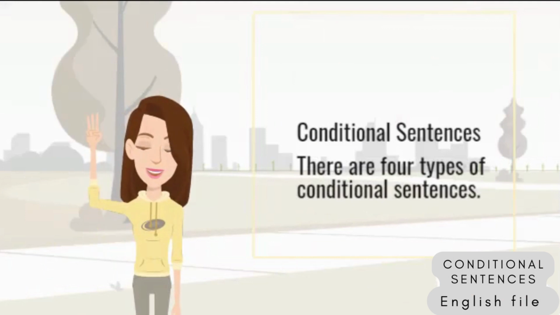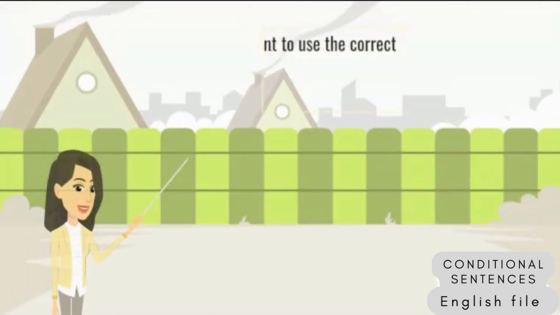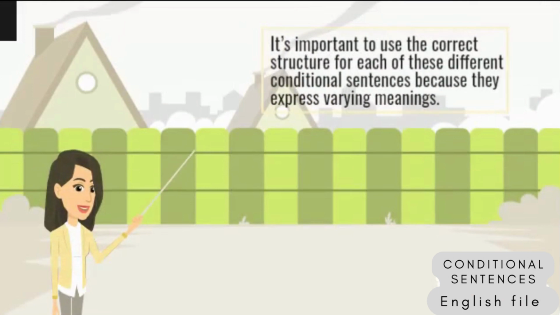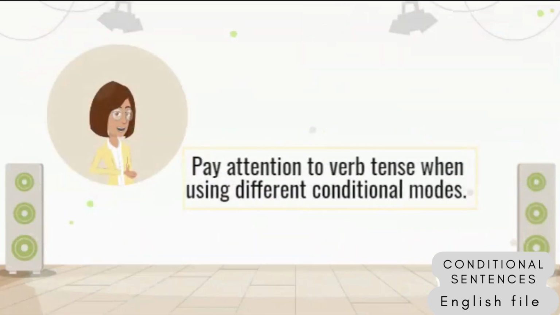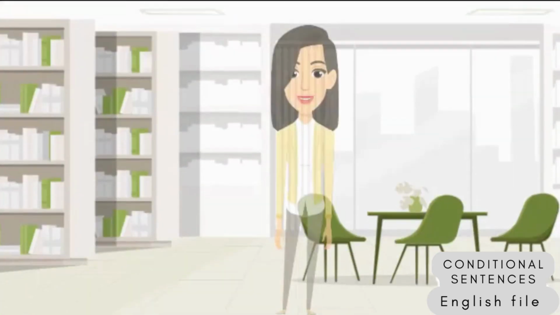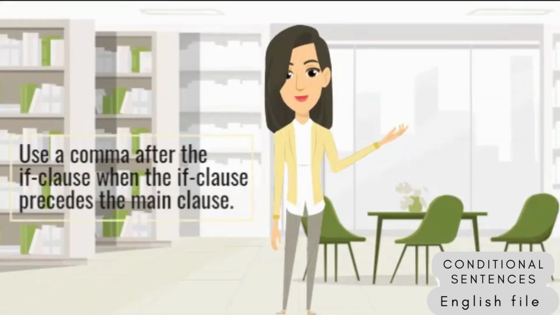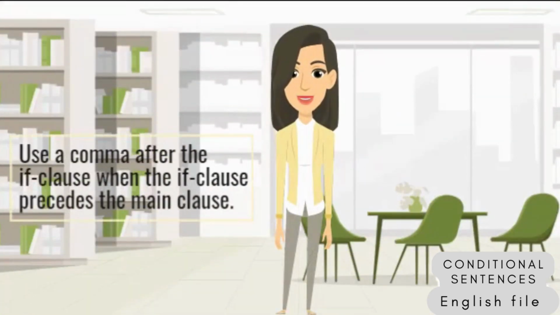Conditional sentences. There are 4 types of conditional sentences. It's important to use the correct structure for each of these different conditional sentences because they express varying meanings. Pay attention to verb tense when using different conditional modes. Use a comma after the if clause when the if clause precedes the main clause.